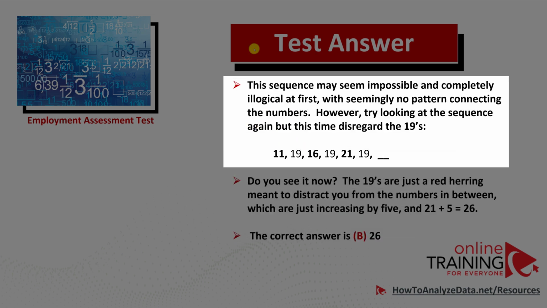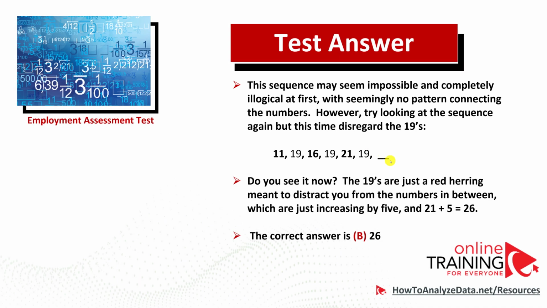Let's recap. A lot of times you might see distraction numbers in the sequence of numbers. You need to ignore them and use the numbers that are not consistently repeated through the sequence. In our case, the actual sequence is incrementing by 5. 11 plus 5 is 16, 16 plus 5 is 21, and 21 plus 5 would be 26. So the correct choice here is choice B, 26.